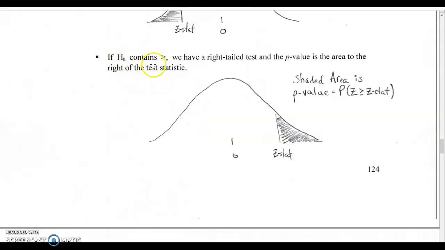If your alternative contains a greater than sign, then we have a right-tailed test. So the p-value is the area to the right of the test statistic. Okay? So you really need to understand what the p-value is. It's the probability of getting your test statistic or one more extreme. However, you have to understand whether you have a two-tailed or one-tailed test.